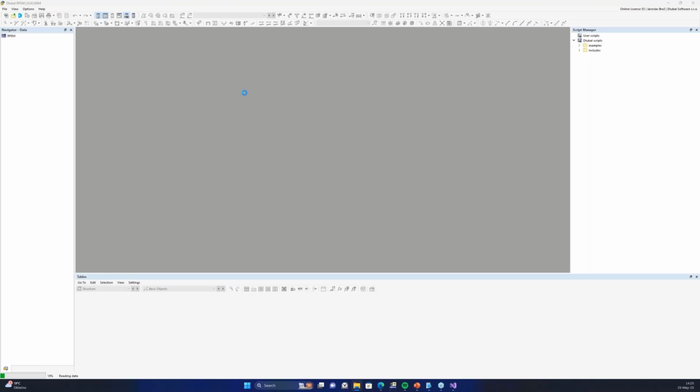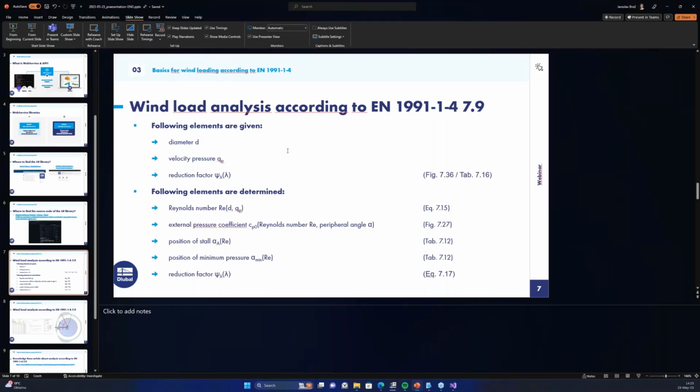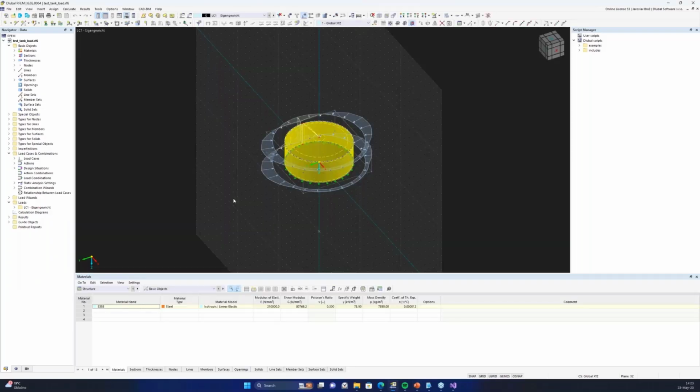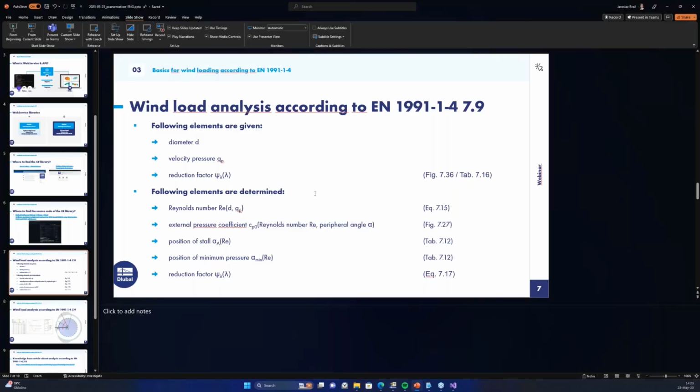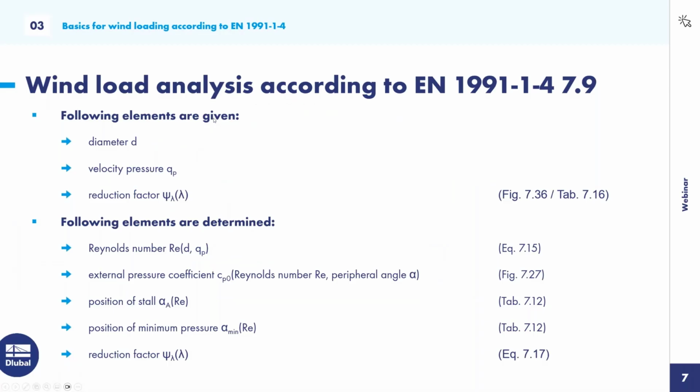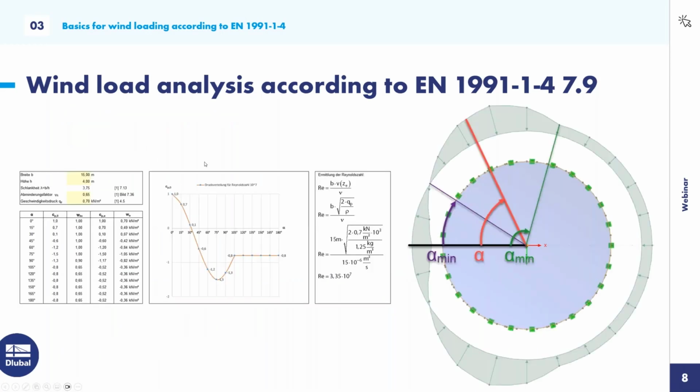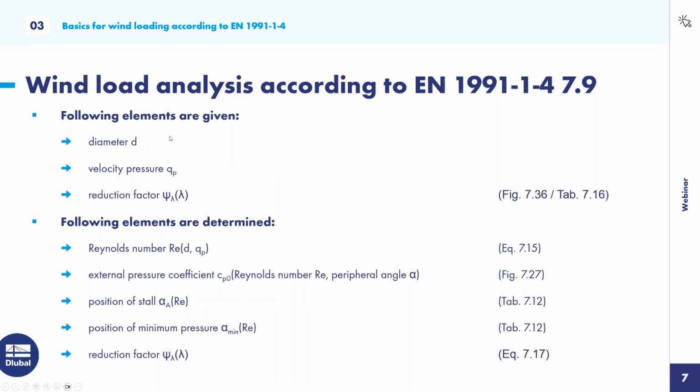That's basically the same structure, and I'll go here just to start with some theoretical things in the meantime. So here I have a slide with inputs, what's given and what should be determined. The given thing is the diameter of our cylinder. That means the cylindrical walls.